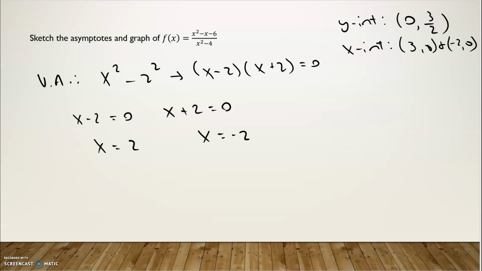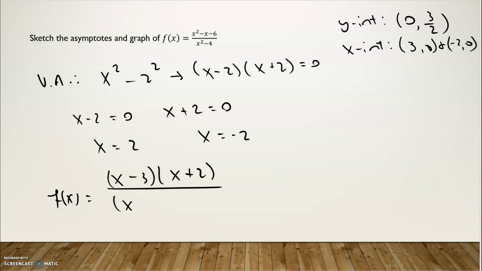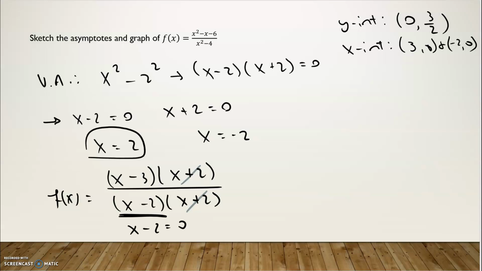Now, before I say that these are both vertical asymptotes, let's look at the factor form of this. We had x minus 3 and x plus 2. And we have x minus 2 and x plus 2. Now notice how we can cancel out the x plus 2. So that means that this right here is my only vertical asymptote. And if we had solved that for 0, which we did right here, we get x is equal to 2. So we have a vertical asymptote of x is equal to 2, but we also have a hole that is going to be at x is equal to negative 2.